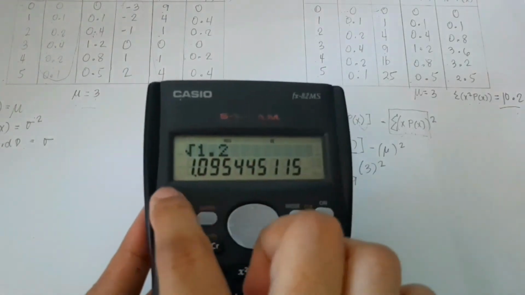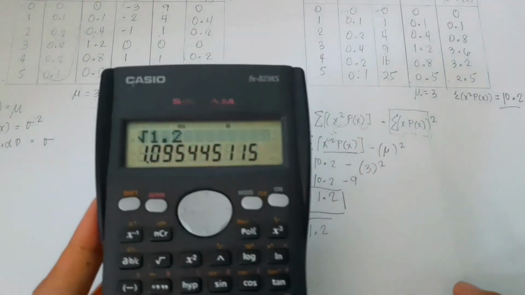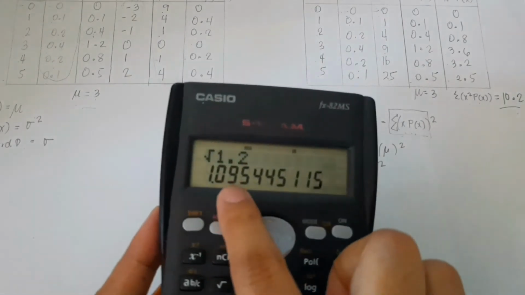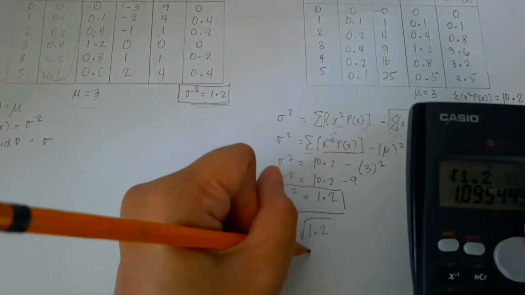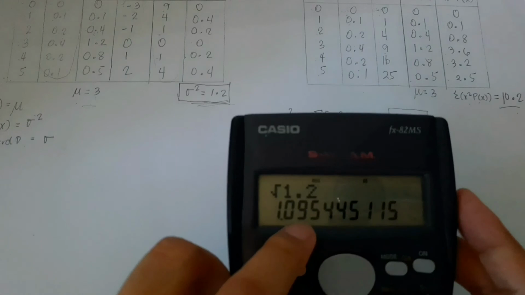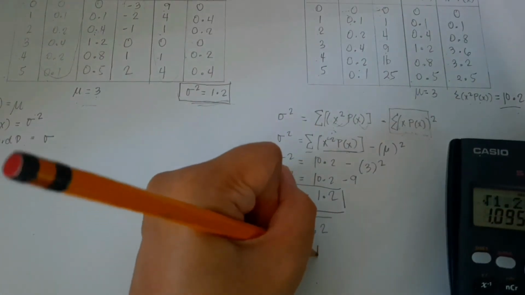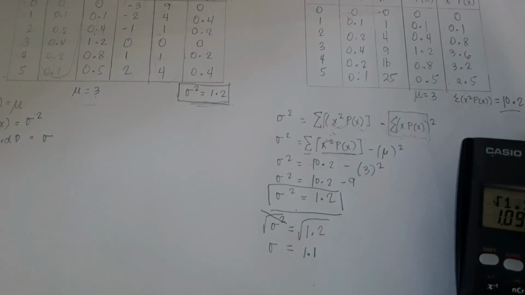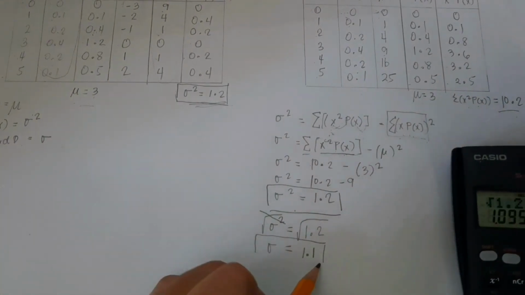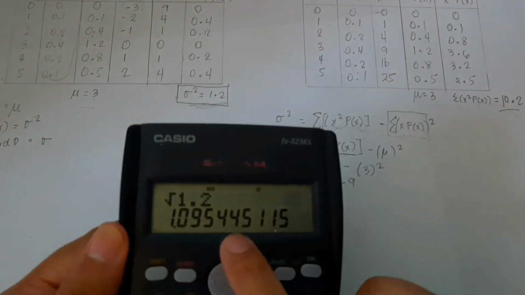Since madami siyang decimal, pwede nating i-round off into 2 decimal places. So, 1 point, since yung 9 ay katabi ay 5, so magpa-plus 1 tayo dito. Since magiging 10 na siya, pwedeng 1.1. And the standard deviation is 1.1. Eto na yung round off nito.